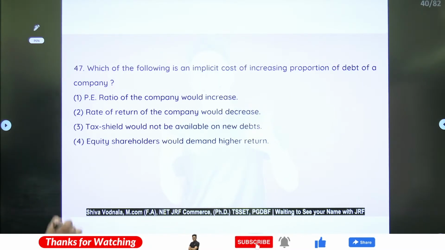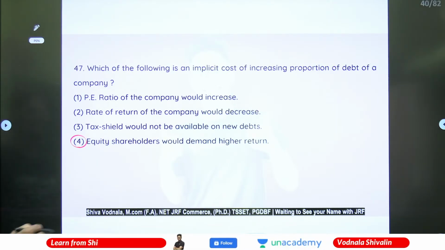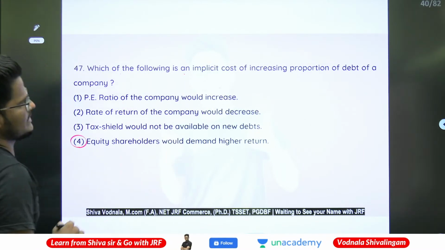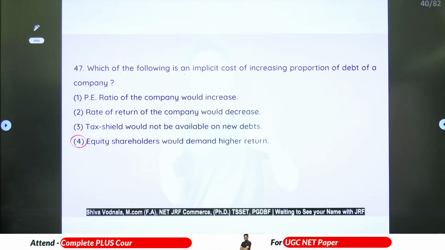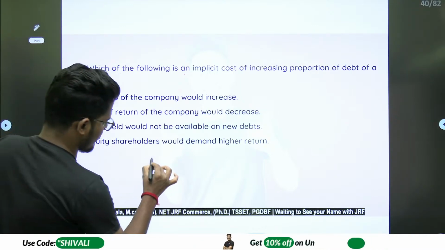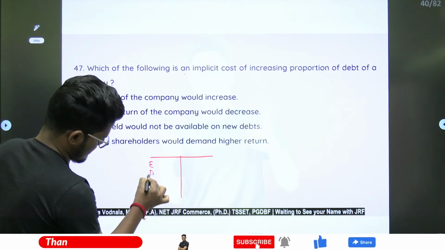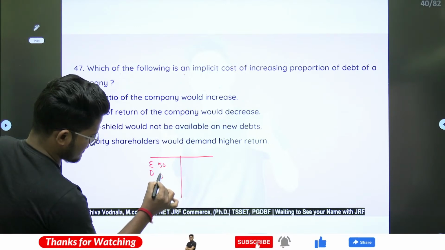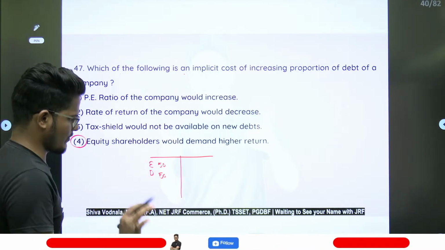So the answer is that 4 is the correct answer. Equity shareholders would demand higher return. That is what I was explaining in the last but one question. Which of the following is an implicit cost increasing in proportion to the debt of the company? In the company, what happens when you look into the balance sheet? Equity and debt. If 50% and 50% is there, okay, no problem. Or else equity more, debt less, no problem.